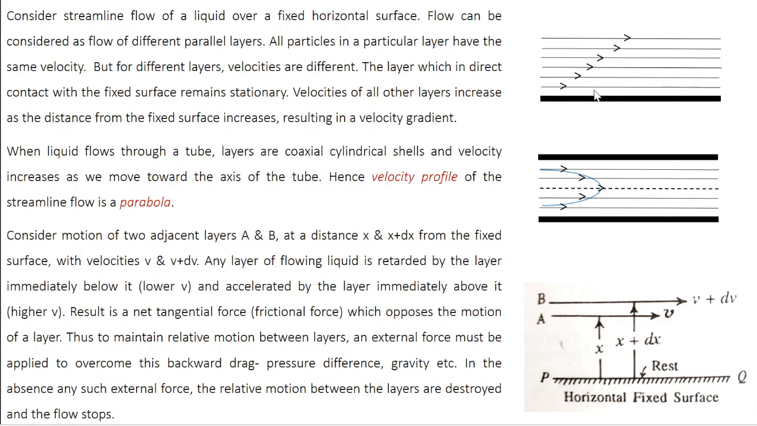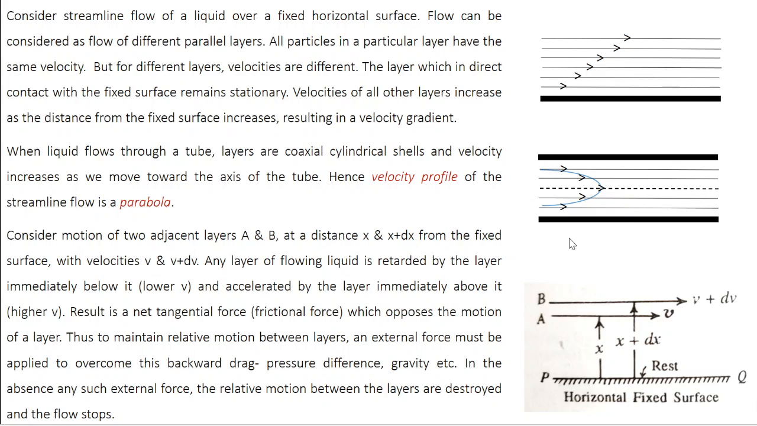Now, if you consider liquid flowing through a tube, you know that a tube is a three-dimensional object. This is a cylinder. So in the case of a cylindrical tube, each layer is going to be a cylindrical shell. So we are talking about coaxial cylindrical shells. As I said, when you move away from the fixed surface, the velocity is going to increase.